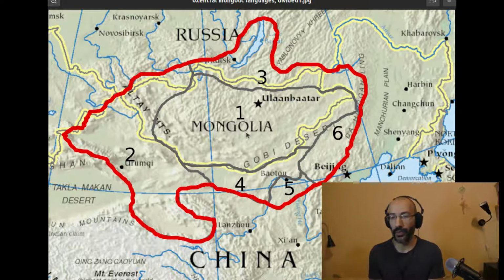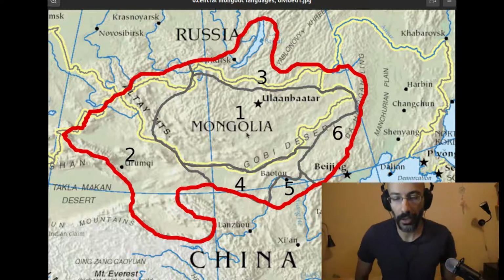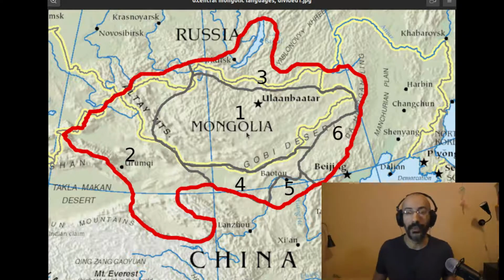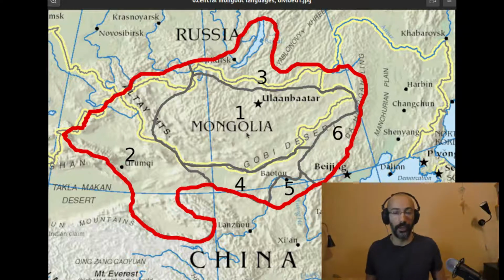Norwegian and Swedish people understand each other quite well, so the mutual intelligibility between Norwegian and Swedish is quite high, but nobody in Europe would say that Norwegian and Swedish are two different dialects of one language. Everybody acknowledges that they are different languages.